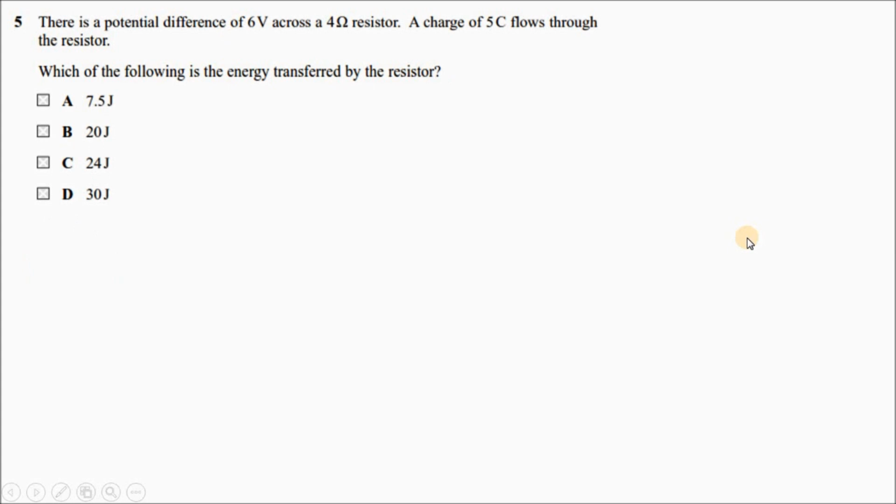There is a potential difference of 6 volt across a 4 ohm resistor. A charge of 5 coulomb flows through the resistor. Which of the following is the energy transferred by the resistor?